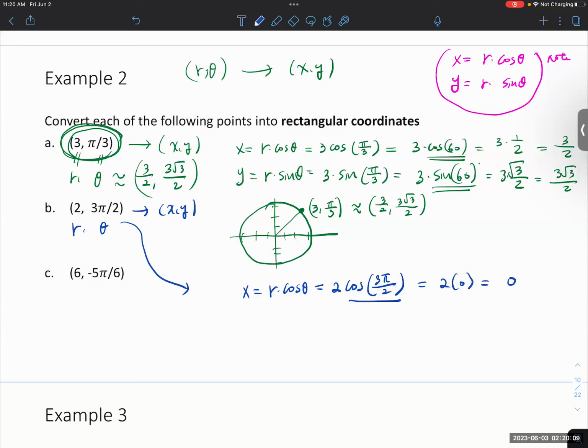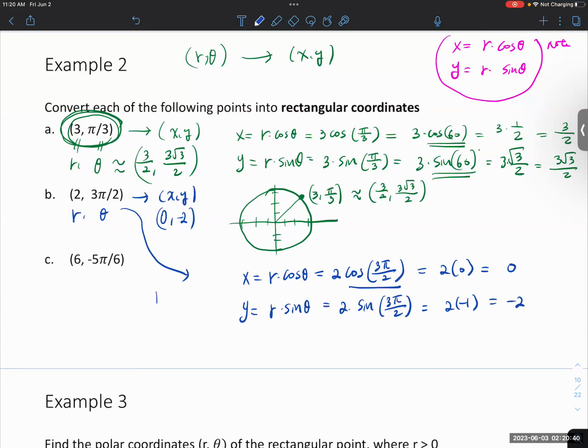Okay, so x is going to be 0. y is r times the sine theta, 2 times the sine of 3 pi over 2. If you don't know that number, go to decimal. You can use either the trigonometry table or a decimal, that's okay. So sine 3 pi over 2 is actually going to give you -1. So 2 comma -1. So what happened? It is corresponding to 0 comma -2.